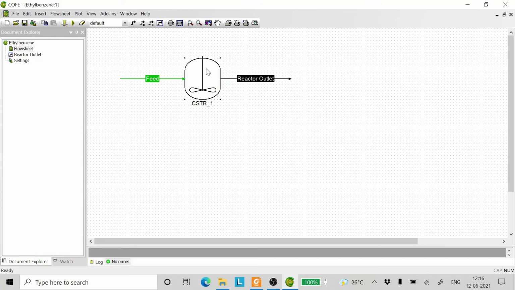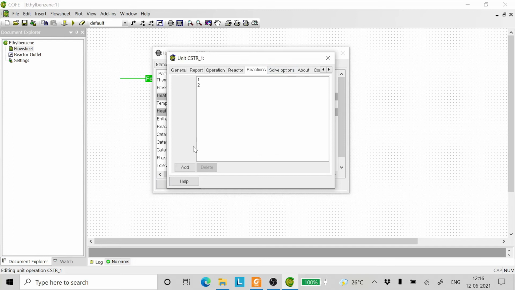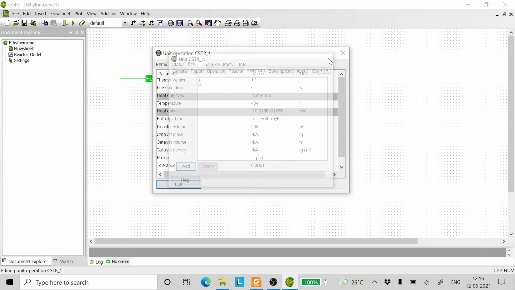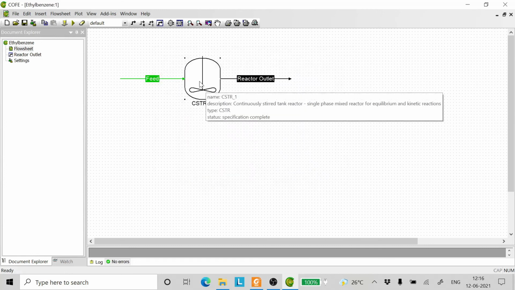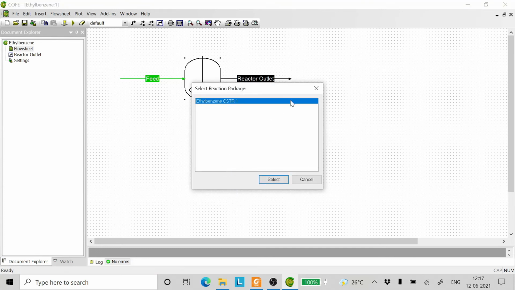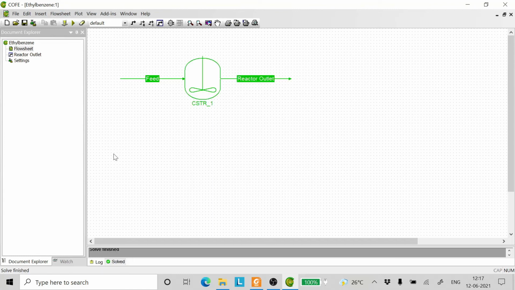It may happen that when you are attempting to edit and click add, you may not find the reactions here to add. This can be solved by right clicking on the icon and going to assign reaction package and assigning the reaction package by selecting it. Now we are all set to simulate. Let's go ahead and click the run simulation button.